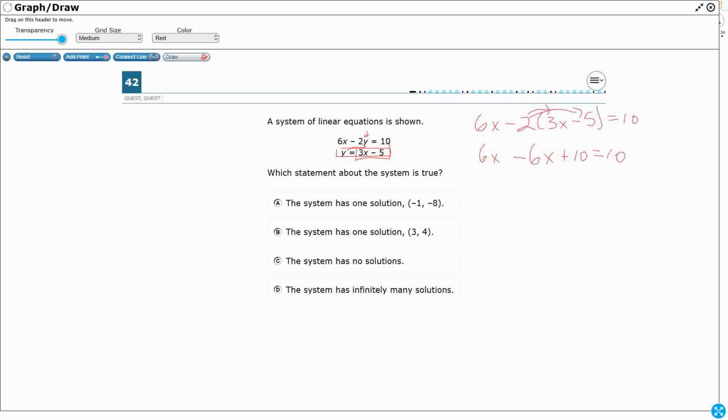Okay, so 6x minus 6x just becomes 0. So I'm left with 10 equals 10. Well, I'm glad that 10 equals 10, but what happened to my x's? My x's are gone. Now, take a look at our options. We've got two different traditional solutions where it's just 1 point, but then we've also got a no solutions and an infinitely many solutions. If you're not sure what this means, that 10 equals 10, we don't have to guess.